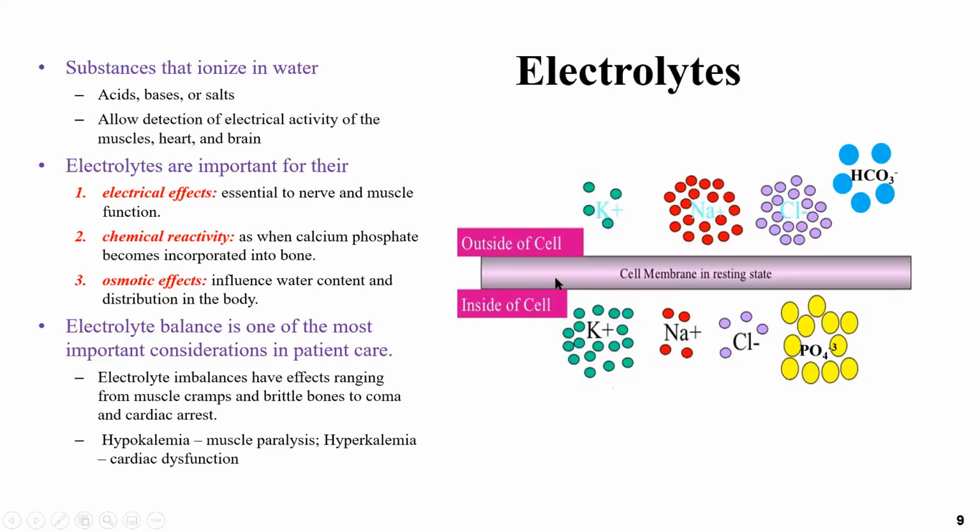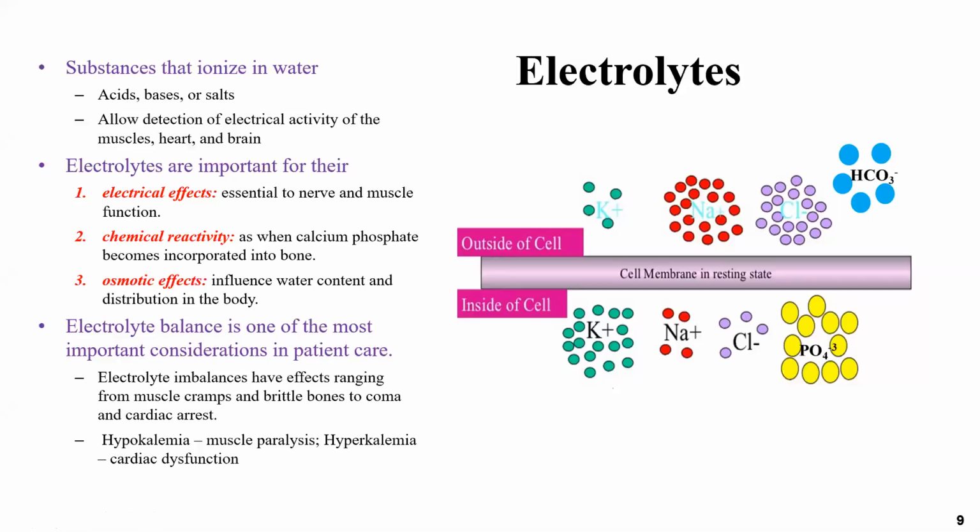So if you consider this image, perhaps a cell, right? The cell membrane in its resting state, it might not make sense to you right now. We'll come back to what resting state is. Just think of it as the cell membrane of either a neuron or a muscle cell. The cell membrane separates the inside of the cell from the outside, inside being the cytoplasm, the outside being what we call the interstitial fluid or extracellular fluid, right? Fluids that are found outside of the cell.